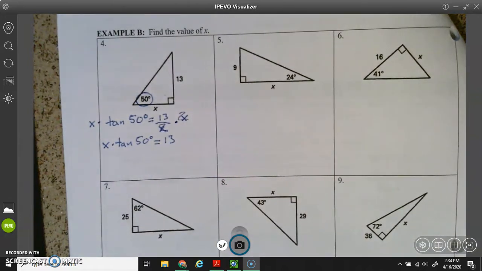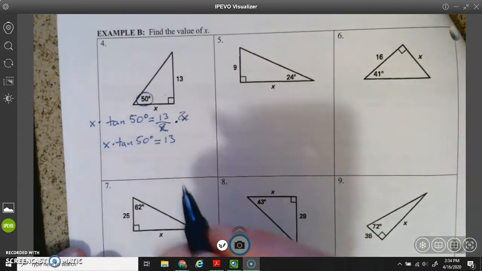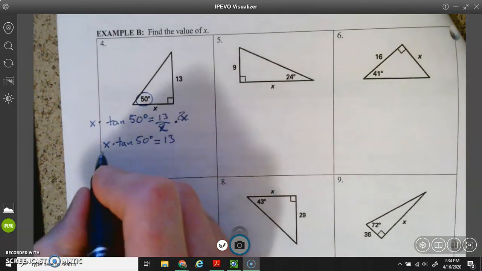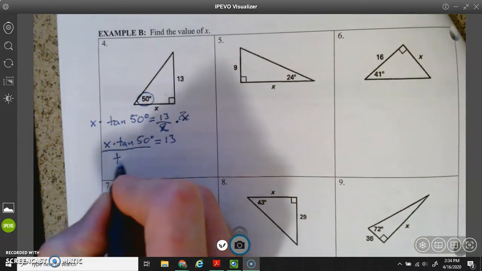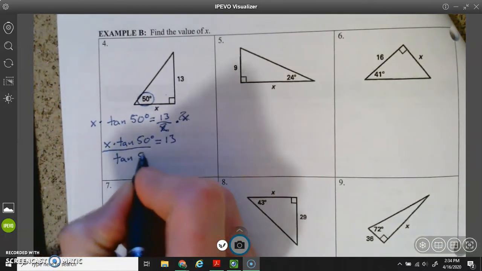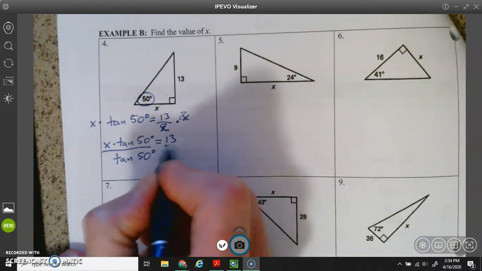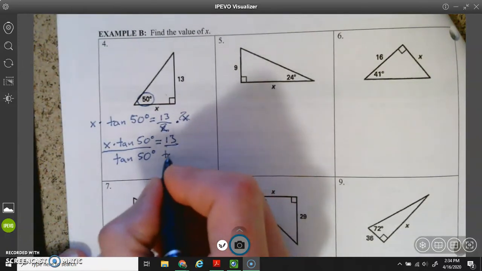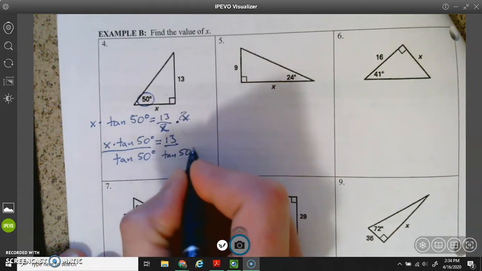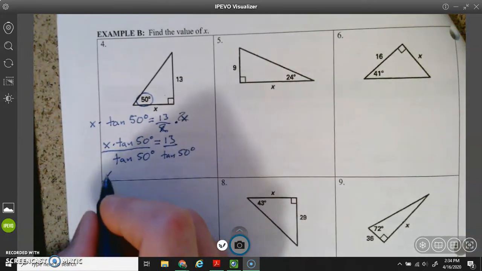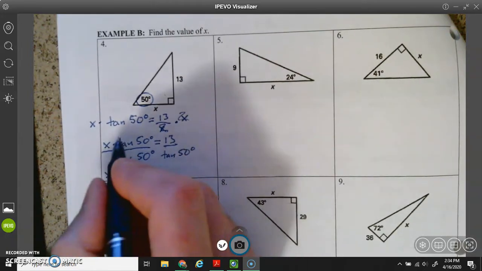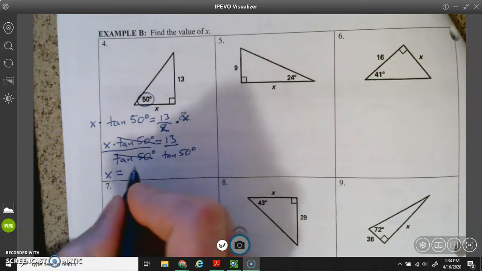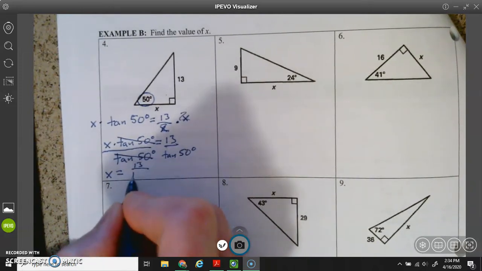And now we want to get x by itself. So we're going to divide by tangent of 50 degrees. Tangent of 50 degrees is a number, similar to how 13 is a number and 7 is a number and even pi is a number. You can divide by pi on both sides. That's the same idea. So what we're left with is x equals, because these two cancel out, 13 divided by tangent of 50 degrees.